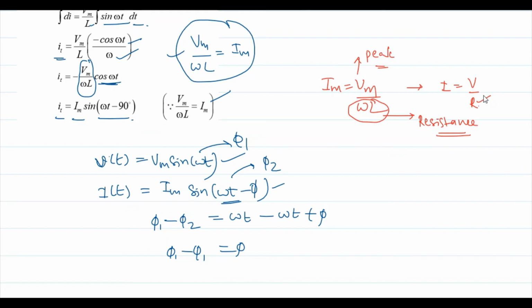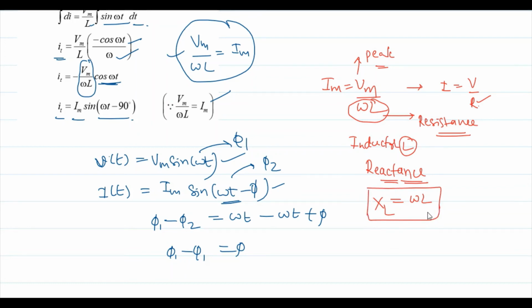Now here we have a particular inductor L. The opposition offered by this particular inductor is given by reactance, which we define as XL. The opposition offered by this inductor is called reactance, and XL is equal to omega L, where omega is the angular frequency and L is the value of the inductor coil, that is, the inductance.